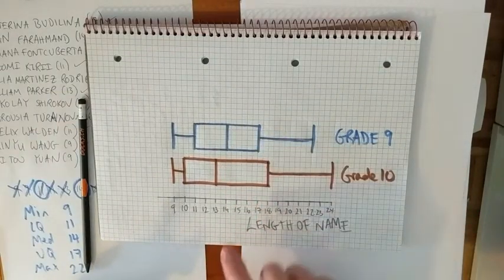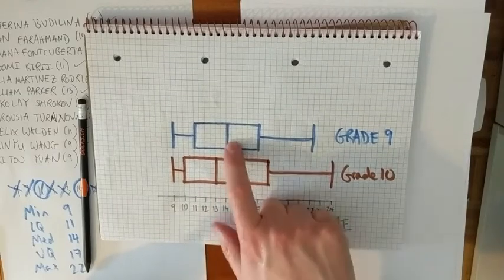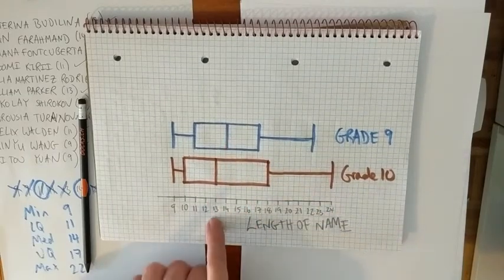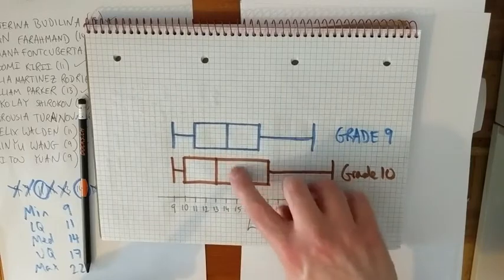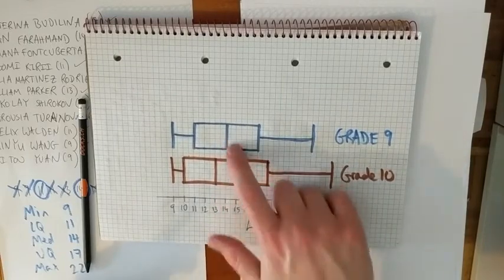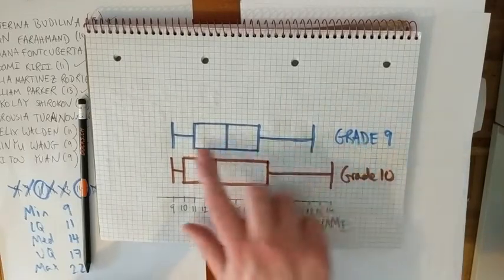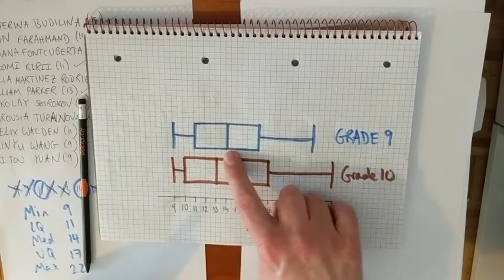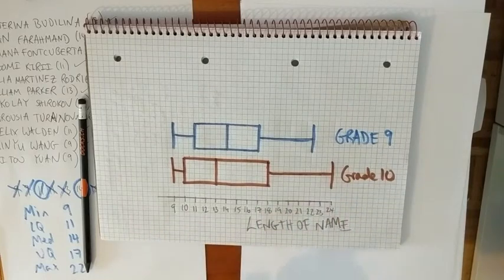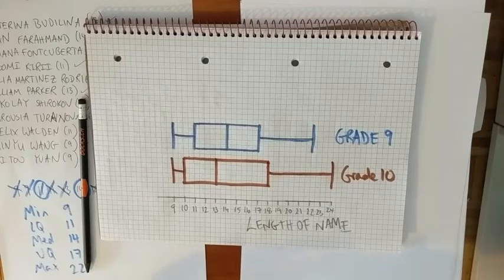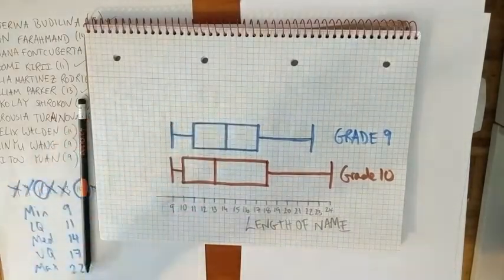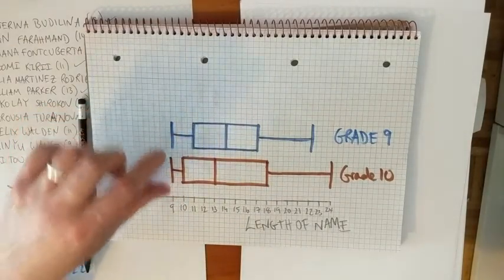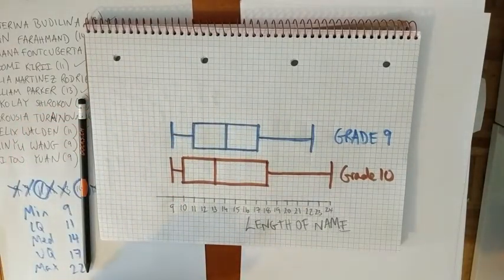Now, the other thing to note, as well as the variation, is the difference between the medians. The median for grade 10 is lower at 13, and the median for grade 9 is 14. Now, they're not far apart, 1 letter difference, but you can say, on average, the grade 9 names are longer because the median is higher. Whenever you have box plots, and in fact, whenever you have data in general, if you have a histogram or a cumulative frequency diagram or a box plot, we're looking at 2 things: the averages, the difference between the averages, and the difference between the variations. And both of these 2 are really useful to compare.